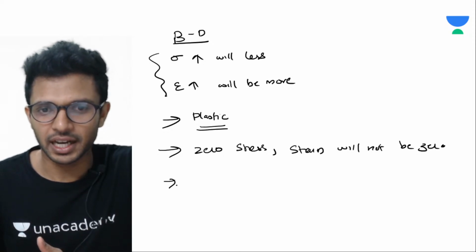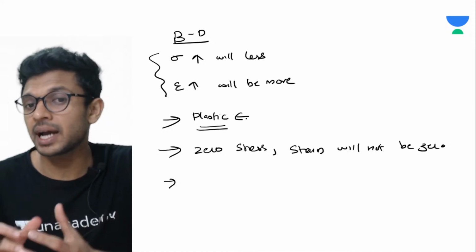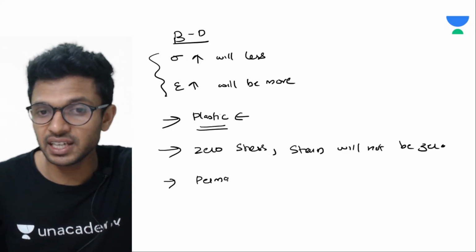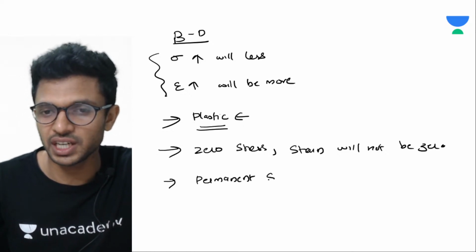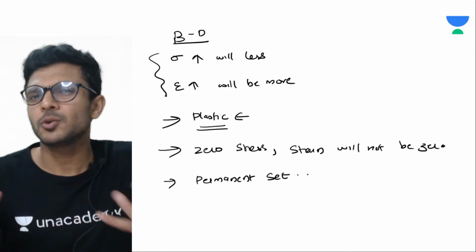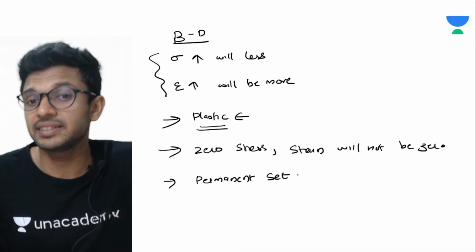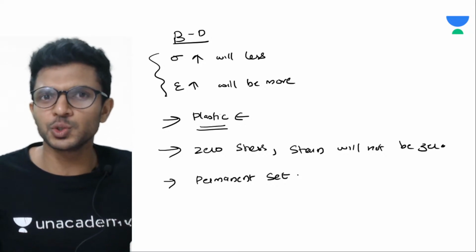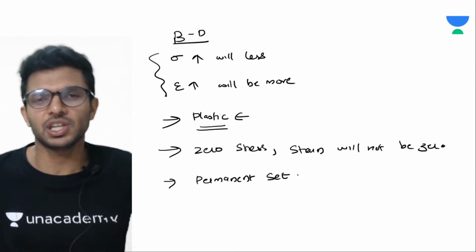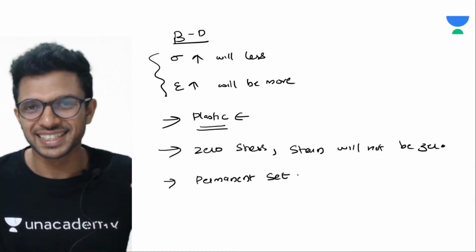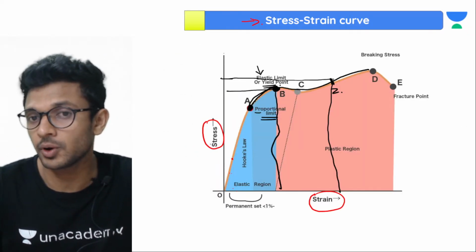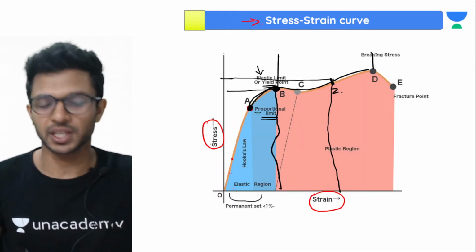Okay. Now, as the body does not come back to its original position, we can say that the body has attained a permanent set. Why we give the name as a permanent set to the body? Because body is not coming back. Whatever is its new shape, it is going to be in that shape itself. समझ में आ गया? Is it clear? So these are the important points of the region B to D.